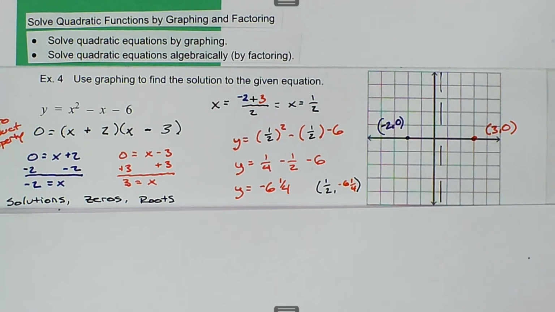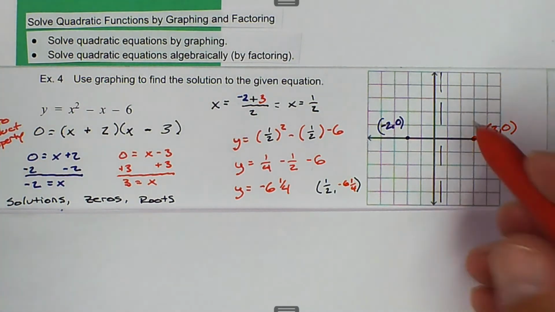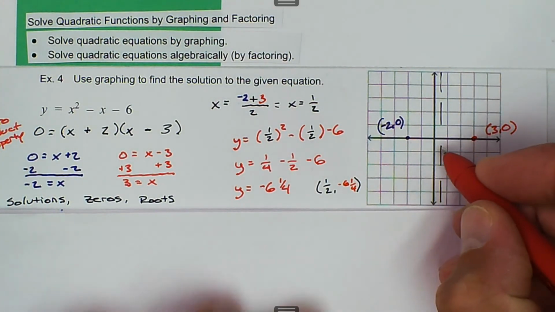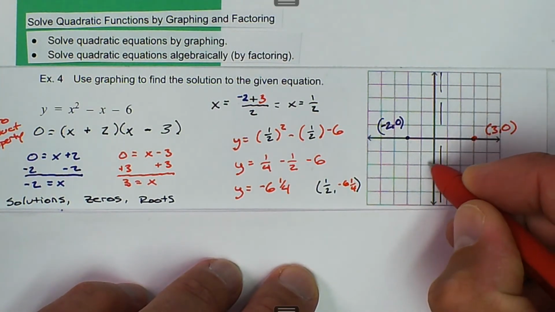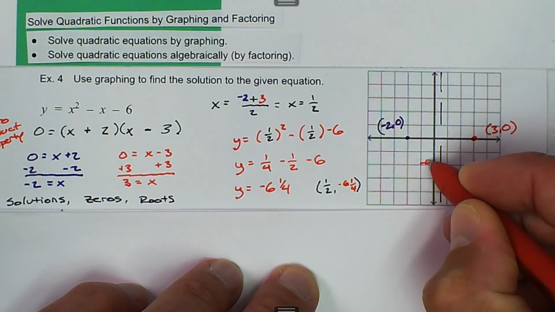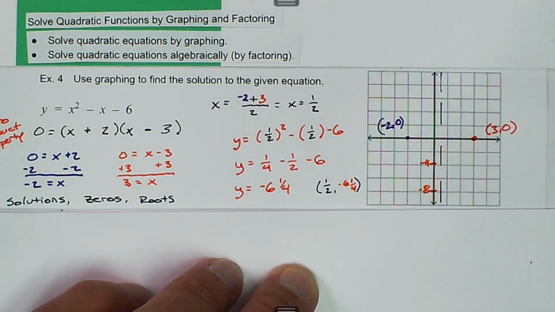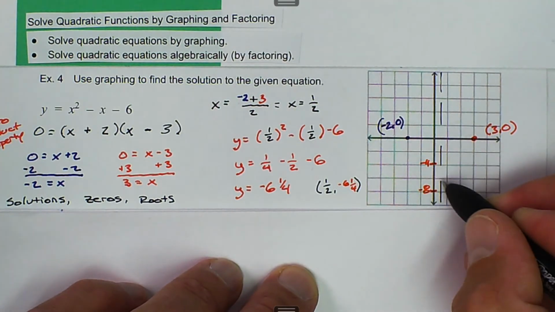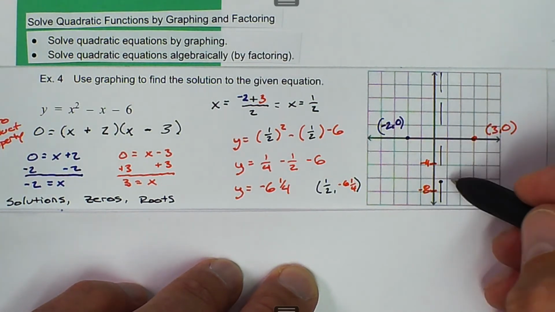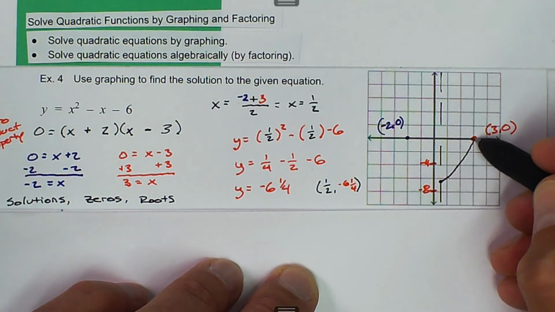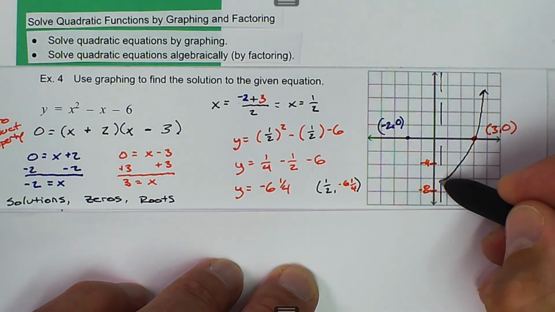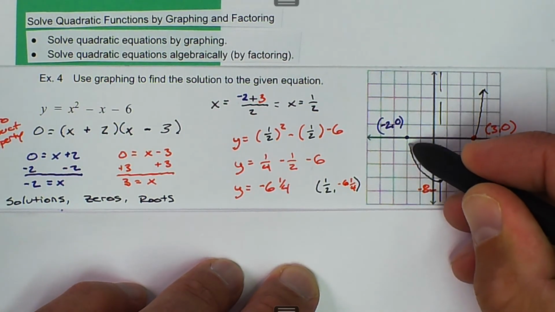And so we can graph that. If we count by 2's on here, we've got -2, -4, -6, and -8, and then we can plot that point. -6 and 1/4 is a little bit less than -8, and then we can plot our parabola through those 3 points, the vertex and the 2 zeros.